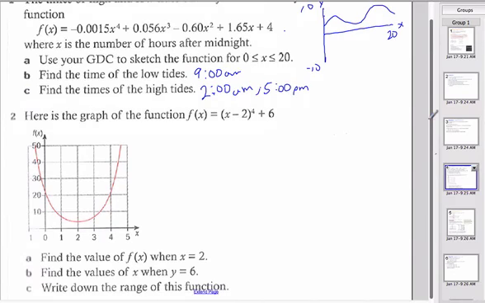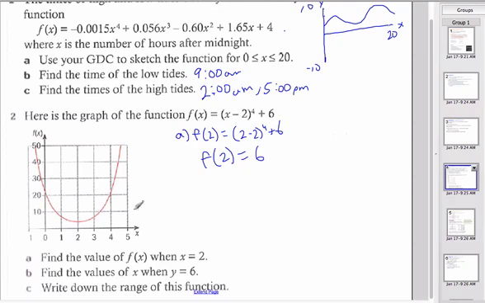Okay, in the next example here, here's a graph of a quartic function. Find the value when x equals 2. Looks like it's going to be about 5. Actually, we can find the exact value with the equation right here. So f of 2 equals (2 minus 2) to the power of 4 plus 6. That's a 0. So f of 2 equals 6. So that value is 6.